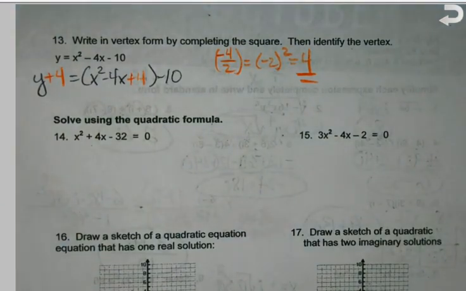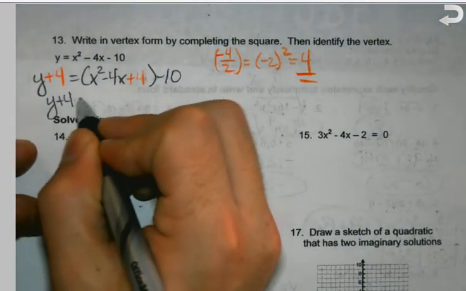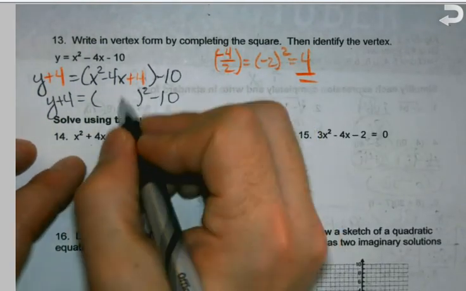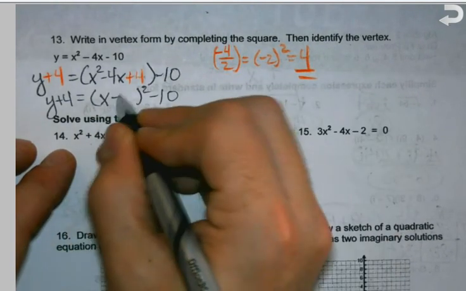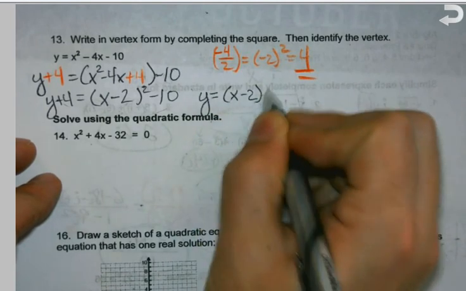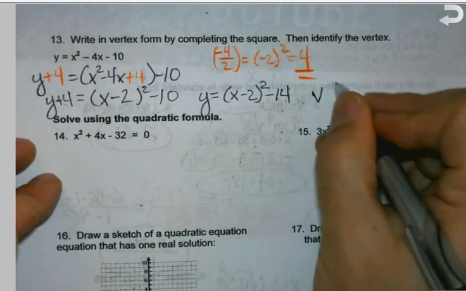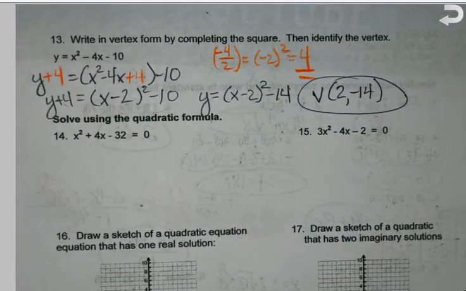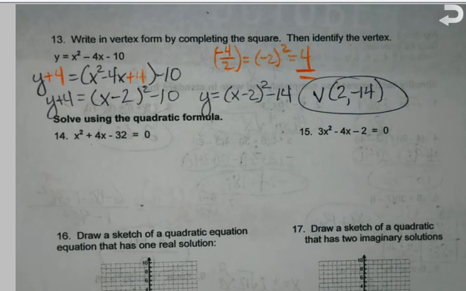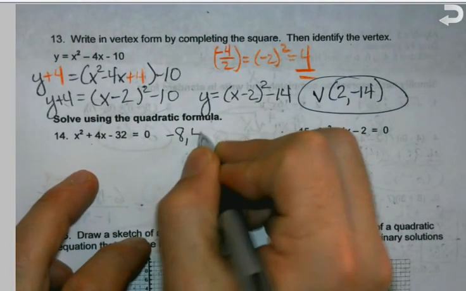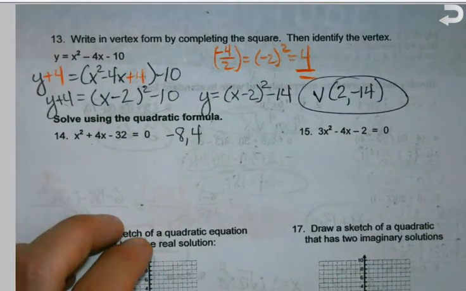Again, this is all in 5-5 as well. This will turn into a perfect square, just like it did before. Steal my minus 2, and I'm going to subtract my 4 over, which will give me, in turn, my vertex. Okay. 14 and 15, I'm just going to give answers for the vertex.